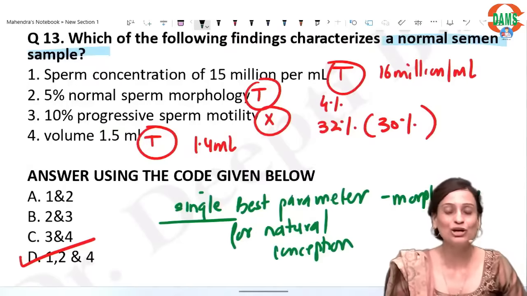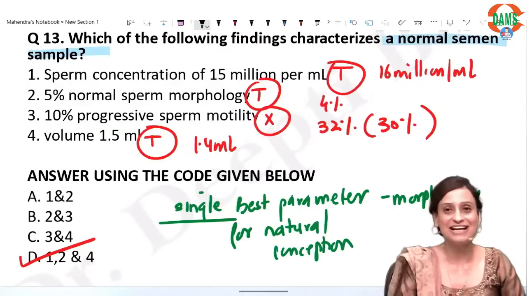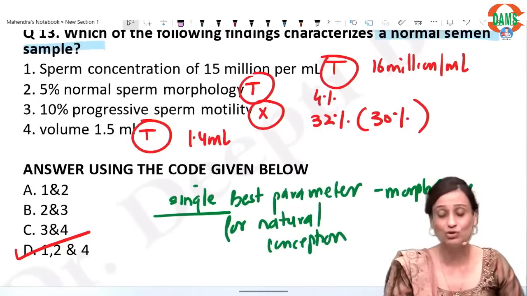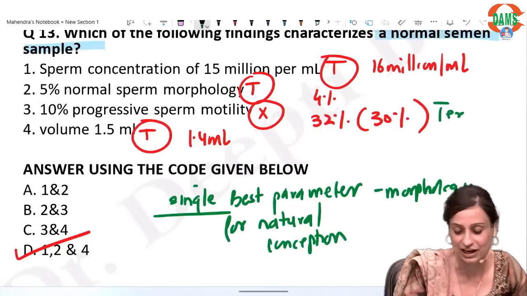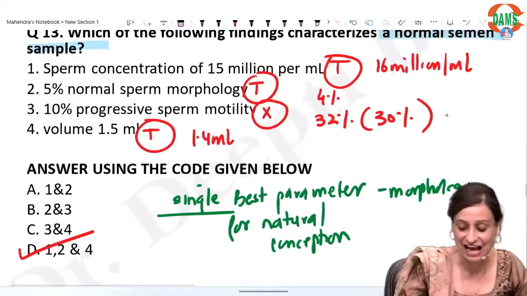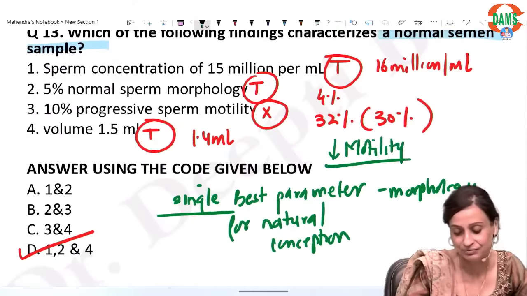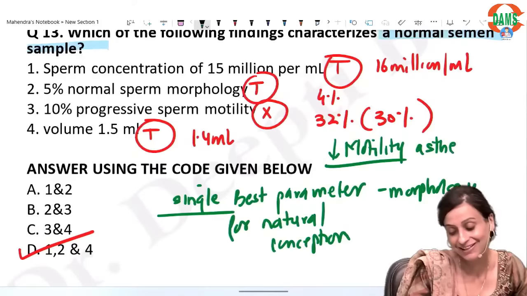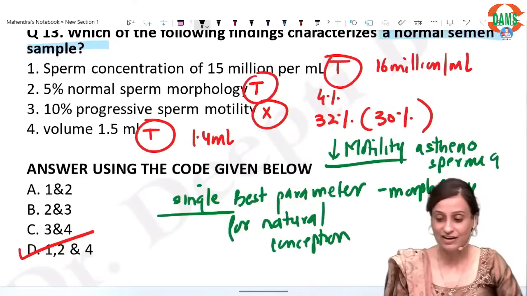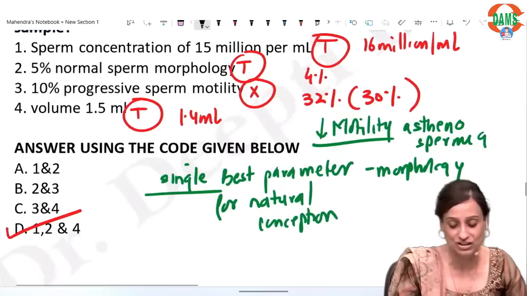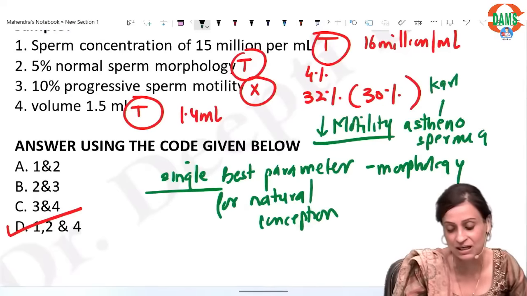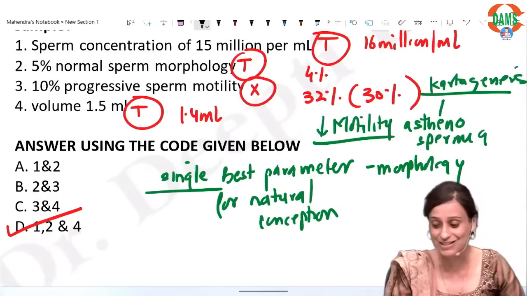What term are you going to use if motility is less? So then asthenospermia. So reduced motility is what you see with Kartagener's syndrome. Okay, with Kartagener's syndrome, and that is what is asthenospermia, has been a PYQ. Okay, so Kartagener's is asthenospermia.